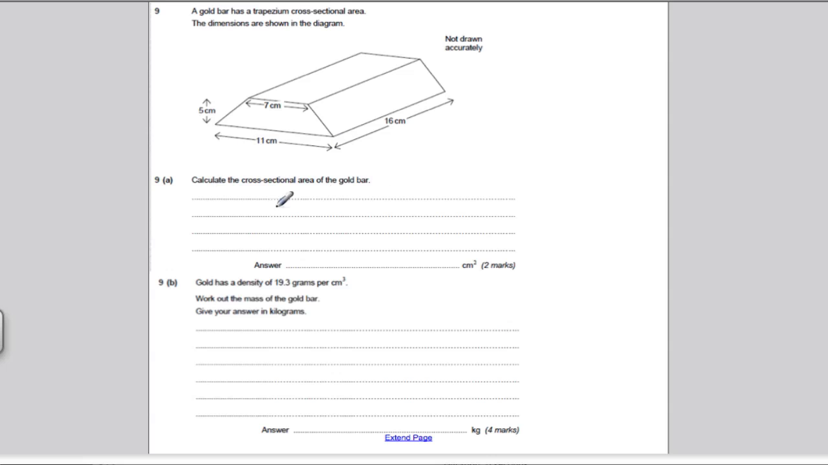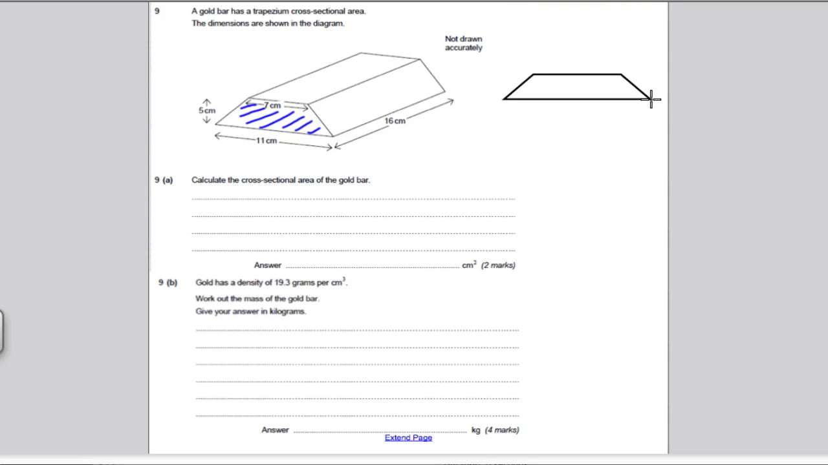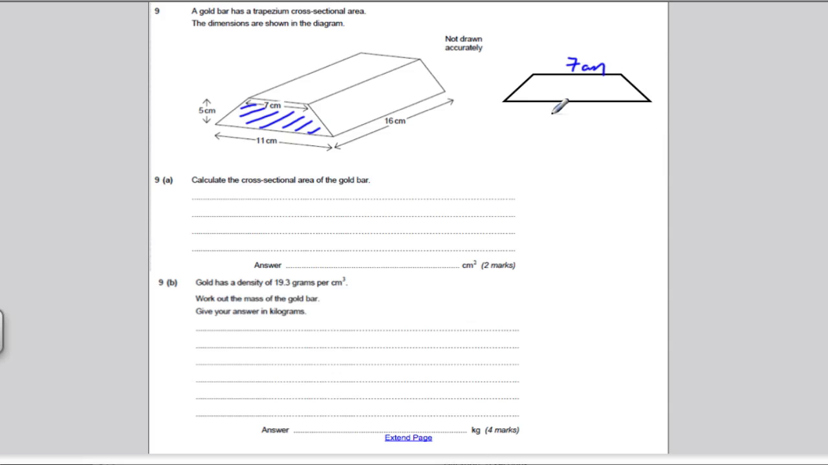It says here's a gold bar, and it has a trapezium cross-sectional area. So the cross-sectional area is like the face of the shape. So that's a trapezium. It says calculate the cross-sectional area of the gold bar. So all you've got to do is work out the area of this trapezium. We've got a trapezium, 7 centimeters on top, 11 centimeters on bottom, and it's 5 centimeter perpendicular height.